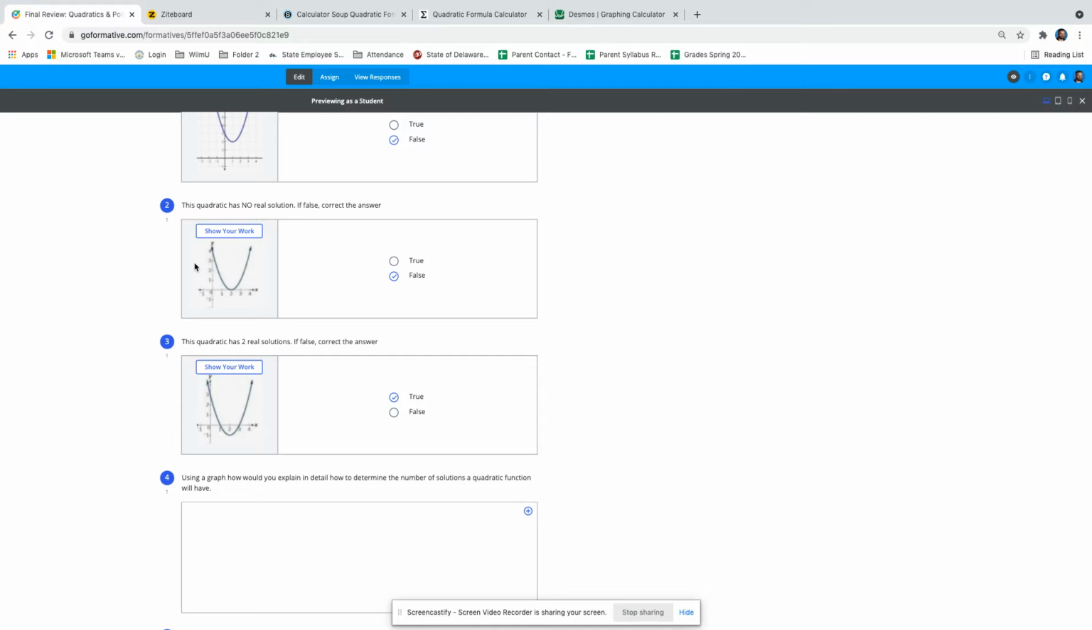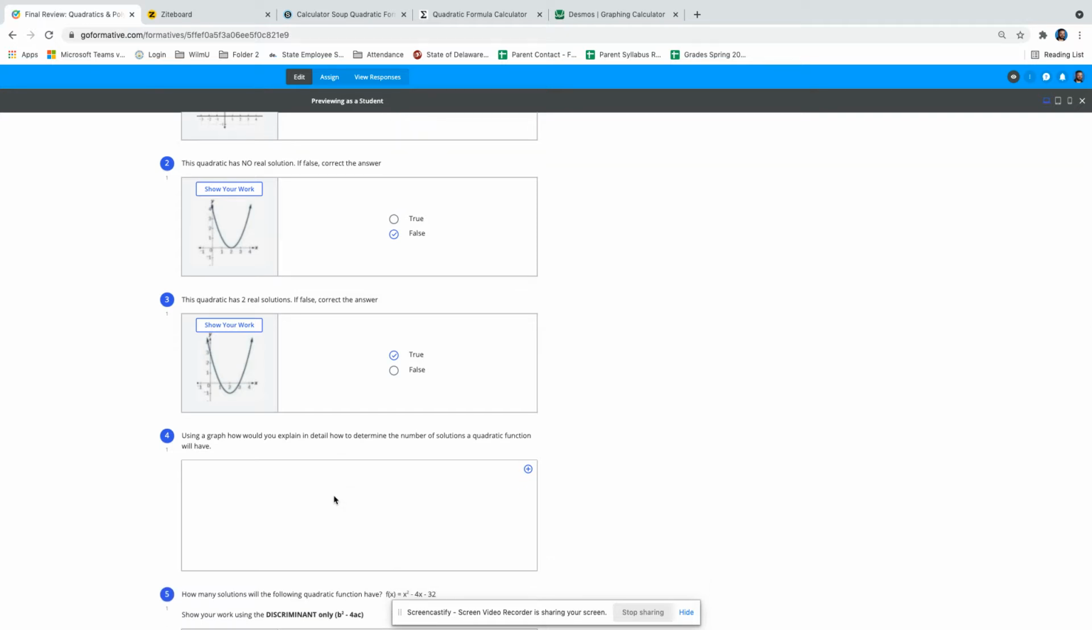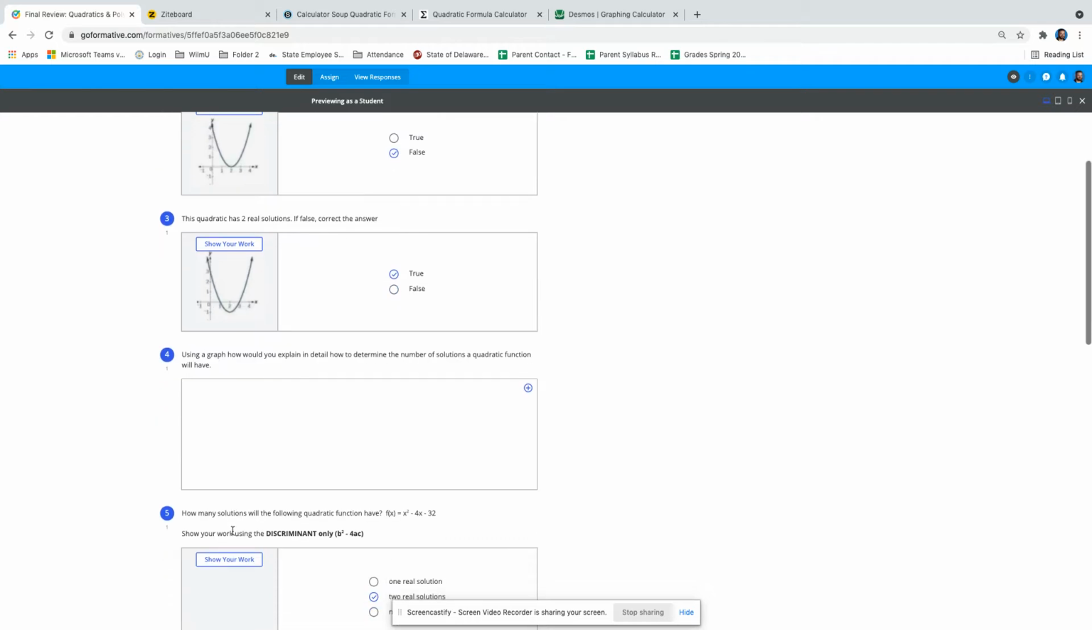Next one says no solution. And we can see we go down and hit it in one spot. So it should have one solution. And this number three is going to be true because this says that we have two solutions and we have two x-intercepts. So in general, if we're asked to summarize this, I would say that the number of x-intercepts correlates to the number of real solutions that you have. So directly correlates to that. So that would be your answer there.